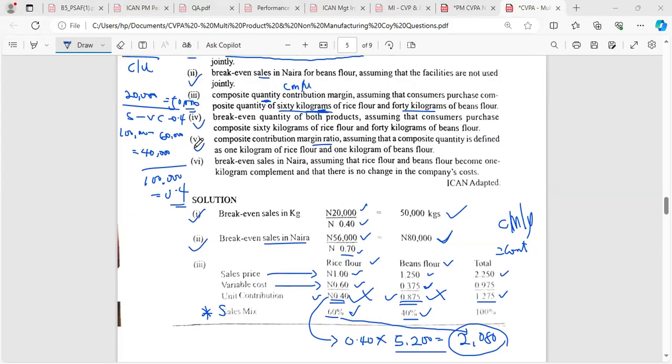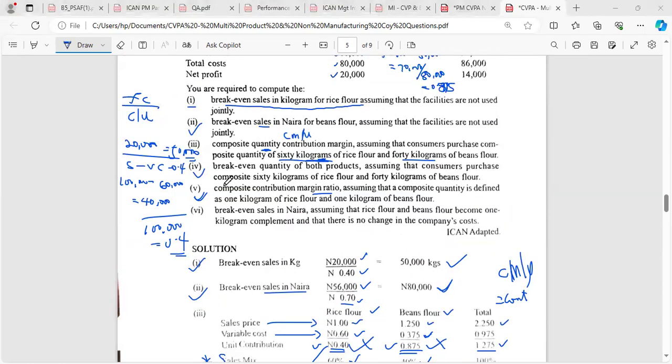Let's solve for this other one. Then we can now recap all together. Now, they told us that for IV, determine the break-even quantity of both products, assuming that consumers purchase composites of 60 kilogram of rice flour and 40 kilogram of beans flour.